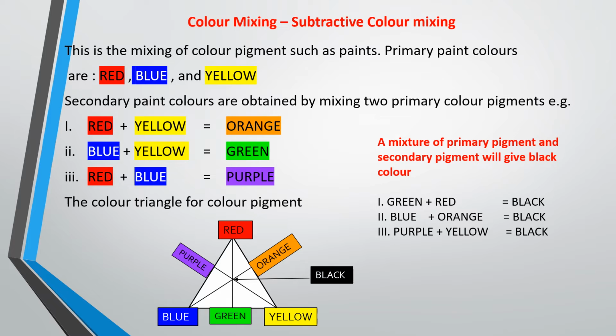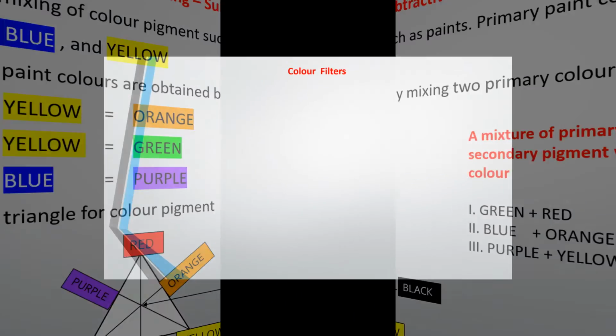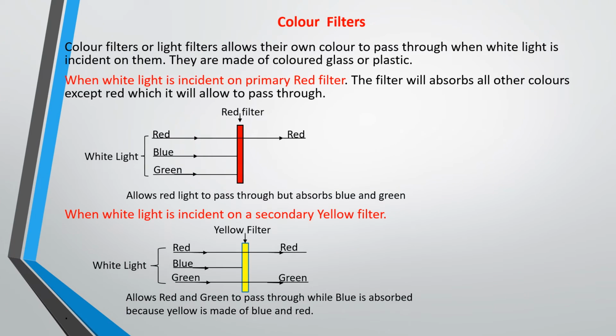So having done that, we'll now look at some other areas of this application. So this is color filters. Color filters are substances that allow their own color of light to pass through them when white light is incident on them. They are actually made of glass or plastic.